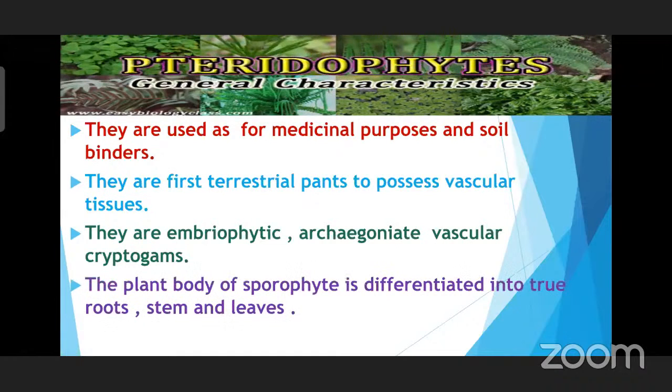Next, the plant body of sporophyte is differentiated into true roots, stem, and leaves. That's why they are the reptiles of plant kingdom.